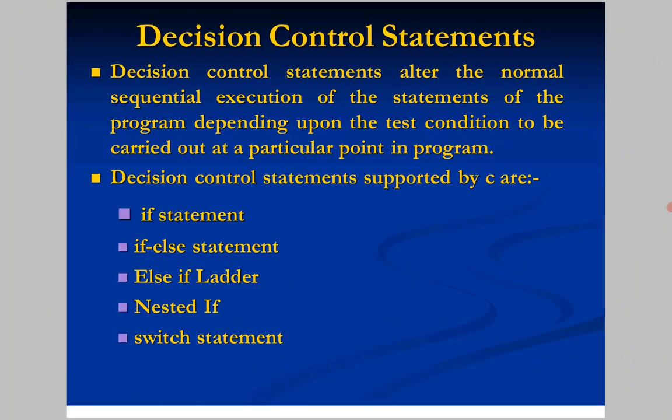So what are decision control statements? Decision control statements alter the normal sequential execution of the statements of the program depending upon the test condition to be carried out at a particular point in a program. So generally decision control statements alter, means change, the normal sequential execution of a program depending on the test condition.